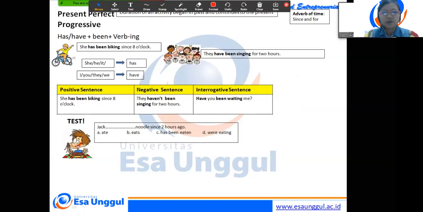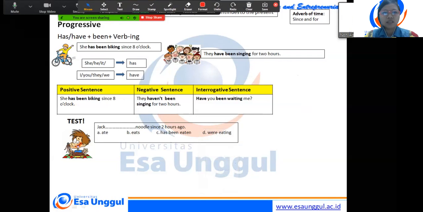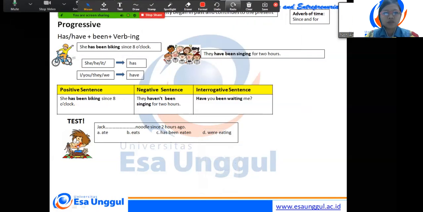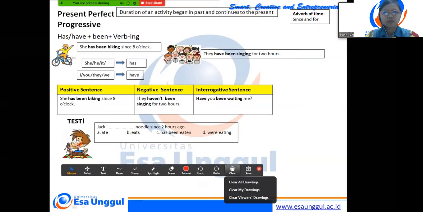Present perfect progressive. It is similar to present perfect, but the difference is that in present perfect progressive, there is a duration. The adverb of time is similar to the present perfect: since and for. Look at the example. She has been biking since 8 o'clock. They have been singing for 2 hours.